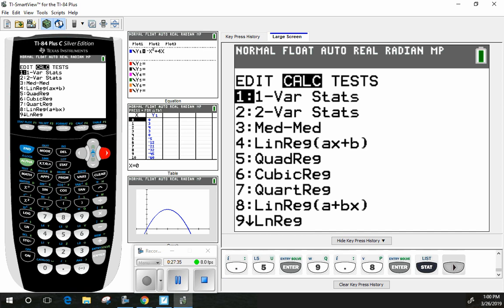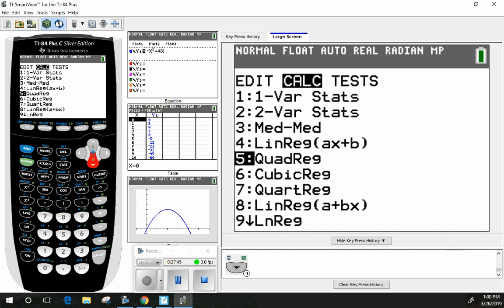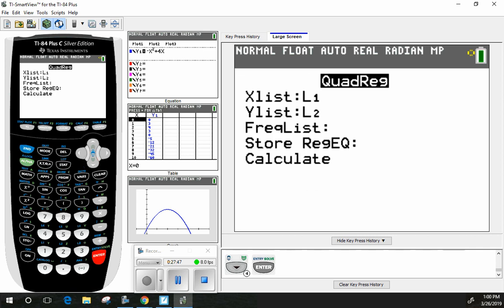And what we're thinking is, I think this is going to be quadratic. So we're going to choose a quadratic regression. That's your 5th choice. Okay? So again, you could either press the number 5, or you could just scroll down to 5 and hit enter. And then it just gives you some confirmation.